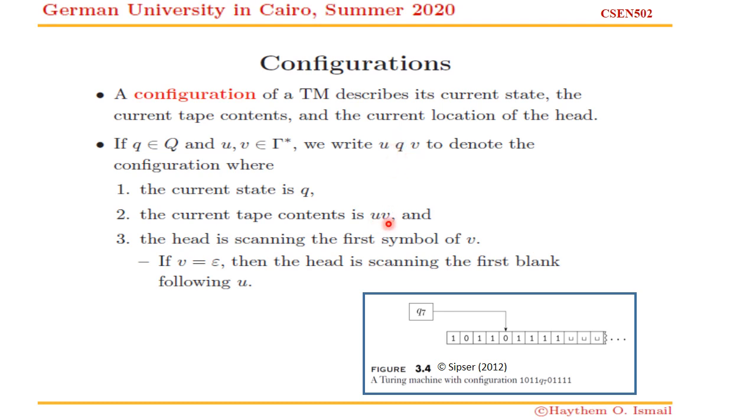So this is what's on the tape, and the head is at the very first symbol in V, so we just put Q right there.